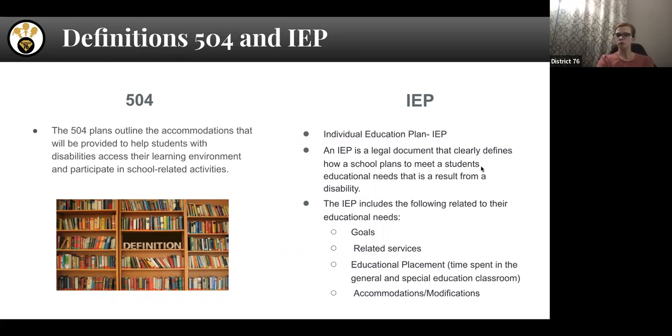An IEP includes some general things such as IEP goals, related services like speech, social work, OT, physical therapy, and then educational placement, which is actually the time spent inside the general education and special education classroom. And then some accommodations like extended time, and modifications like an assignment being chunked or reducing the number of options for the student. And it's all based on the individual student's needs.